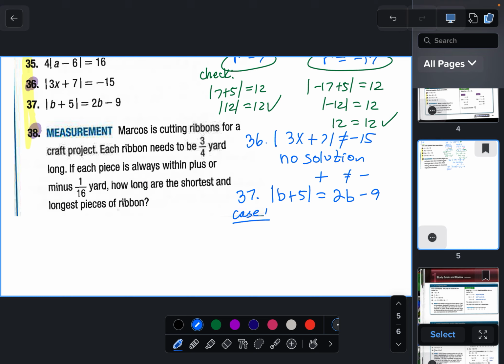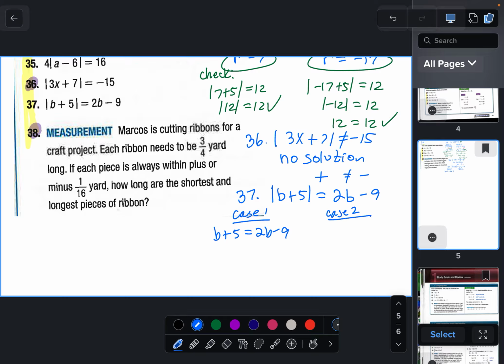Case 1, you just drop away the absolute values and write it down. You don't change anything. So that would just be b plus 5 equals 2b minus 9. See what I did? I dropped off the absolute values and just wrote the whole thing down. And now that just becomes an equation. It's like we had on the quiz. It's just an equation. Solve it. But don't forget to check them. Okay? That's case 1. Let's look at case 2.